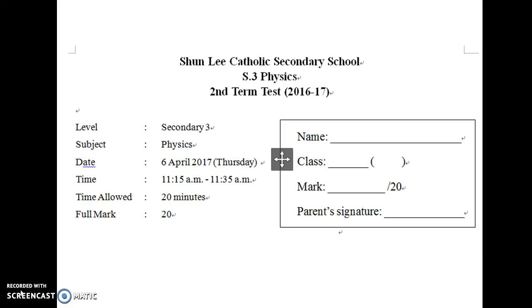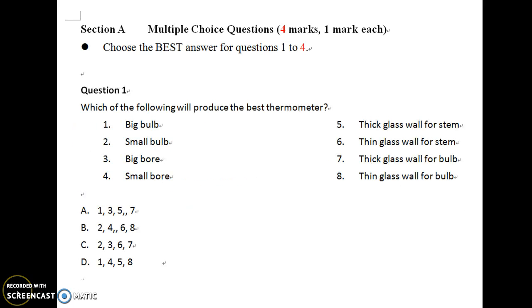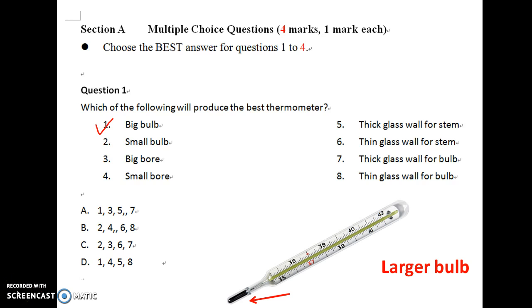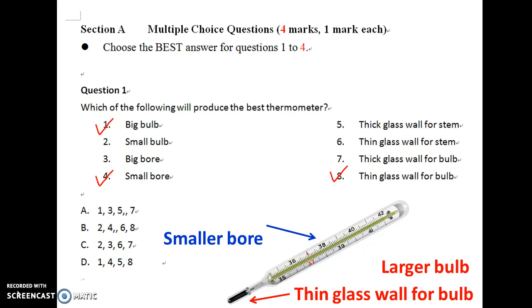Explanation of Form 3 Physics second term test on the 6th of April 2017. Question 1. Which of the following will produce the best thermometer? For the thermometer, the bulb should be large, but the glass wall for the bulb should be thin. The bore should be small, while the glass wall should be thick for the stem.